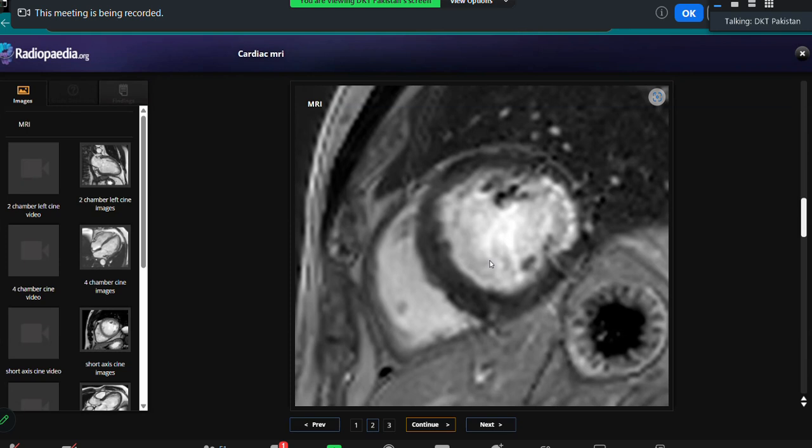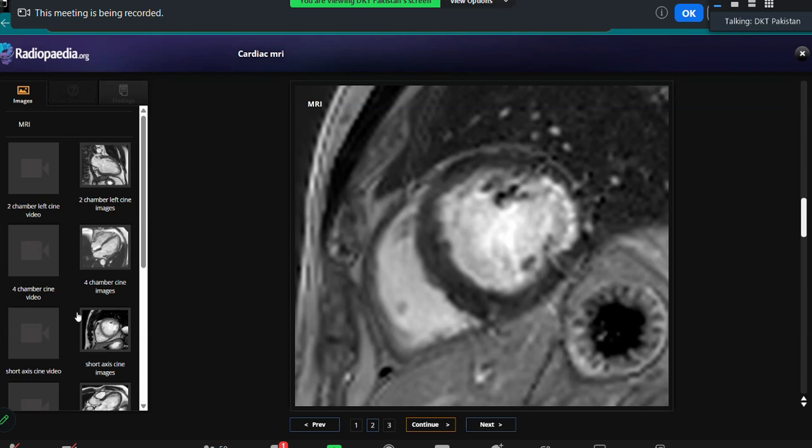We divide dilated cardiomyopathy into ischemic dilated cardiomyopathy and non-ischemic dilated cardiomyopathy. But the most common cause of dilated cardiomyopathy is ischemia, and sometimes we label it separately as ischemic cardiomyopathy and then the dilated cardiomyopathy apart from ischemia. So this is a case of ischemic cardiomyopathy.